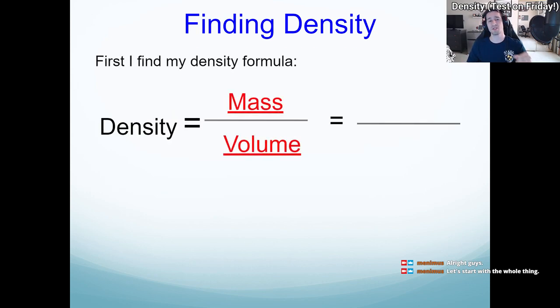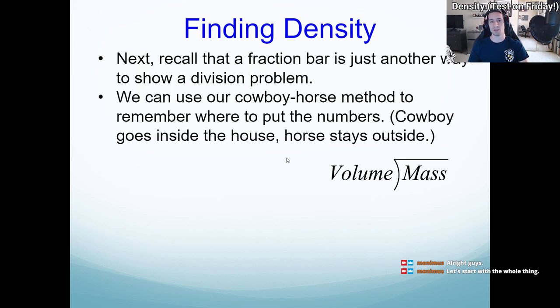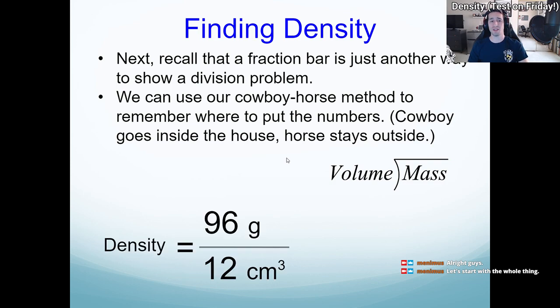So once you have this, you have the mass over the volume, or mass divided by the volume, and we do have the data right here that's being provided by the problem. Then I'll fill in my known information and plug it into the formula of density, which is density equals mass over volume. What we do after that is we just find the density by dividing using the calculator.